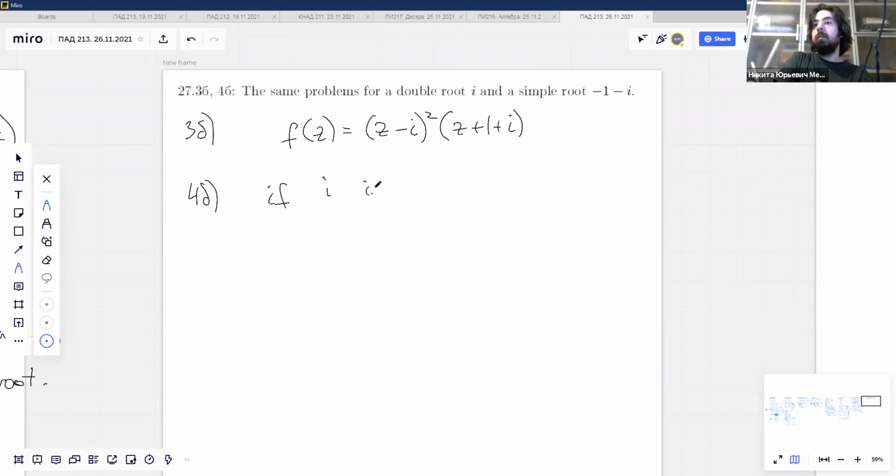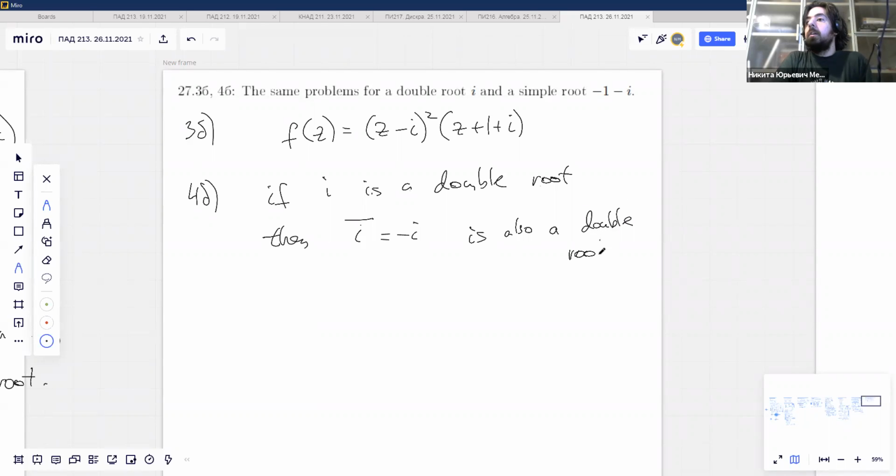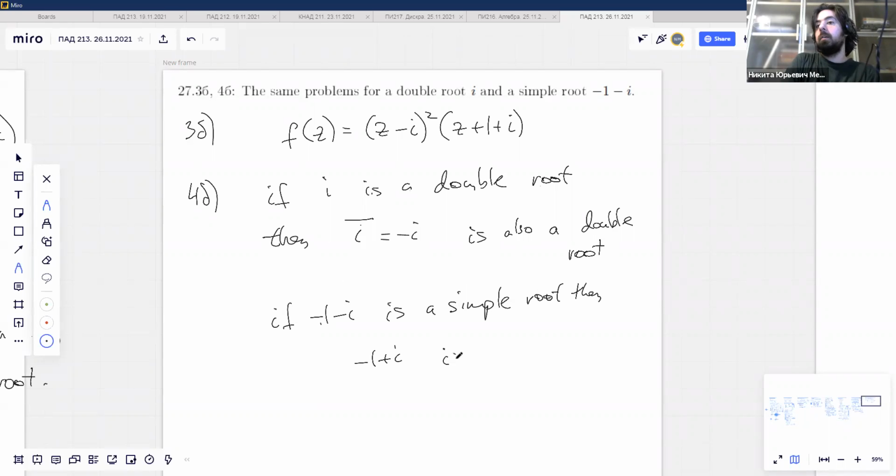And for 4b, if i is a double root, then i conjugate, that is minus i, is also a double root. Not only does each root need to have a pair, but those pairs need to have the same multiplicity. And similarly, if minus 1 minus i is a simple root, then minus 1 plus i is also.